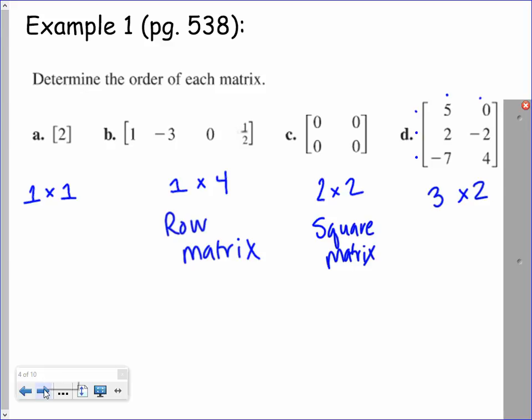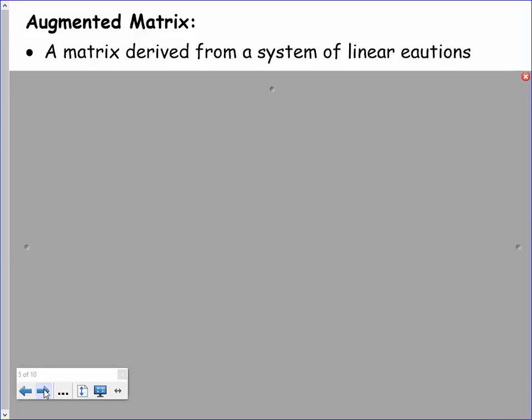Okay? Okay, moving right along, we're going to talk about something called an augmented matrix. An augmented matrix is a matrix derived from a system of linear equations. Oops, spelled equations wrong. Derived from a system of linear equations.